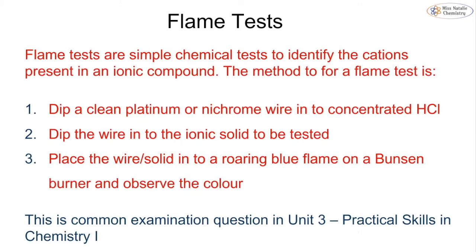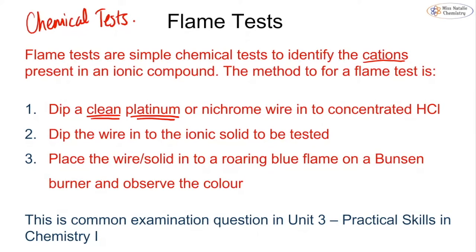So the last section of this topic is to do with chemical tests, and you will have covered this back in IGCSE, but you just have to go into slightly more detail. The flame tests are chemical tests that are used to identify cations that are present in an ionic compound. And the method that we use is we dip a clean platinum or nichrome wire into concentrated hydrochloric acid, emphasis on the clean and the platinum.